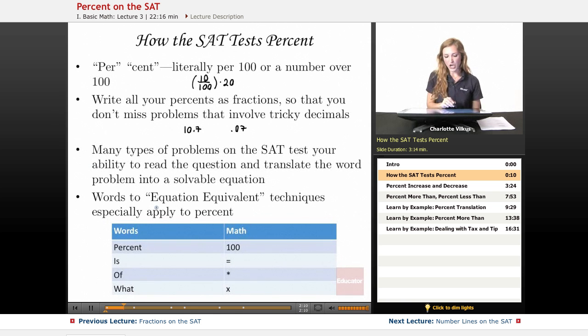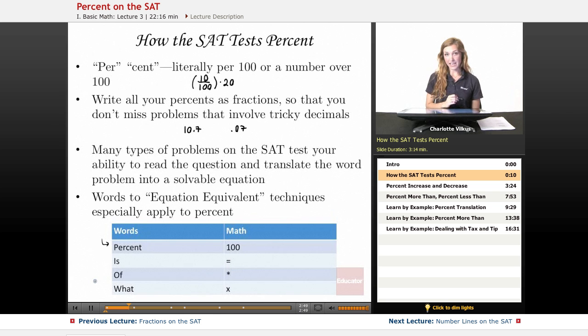So you need to know how to use equation equivalent techniques. What that means is when you see a word, you should know what you're replacing that with. We already talked about percent, and when we see the word percent, we take the number that we're talking about, so 10%, and we put it over 100. So this word equates to putting the number over 100. The other thing that comes up a lot, especially in really basic percent problems, is if we see the word is, that means equals.